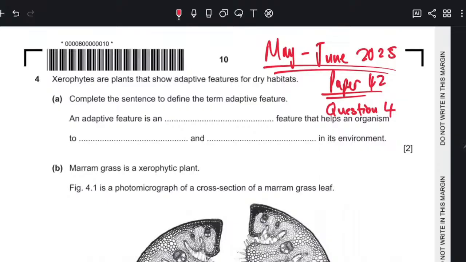Are we good? Are we together? May, June 2025, everybody. May, June 2025, question paper 42. Please, and we are doing number 4. Let's go through it as quickly as we can. I kind of talked about this in the last lesson when we were studying variation. Now we are going even deeper to see how far we can go. Right, let's go. I am happy.